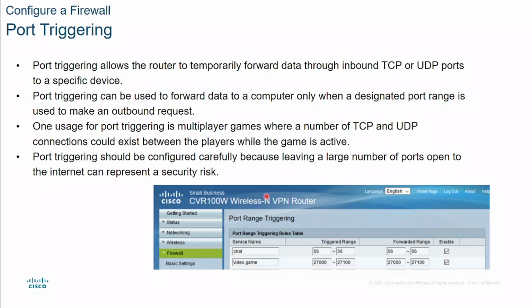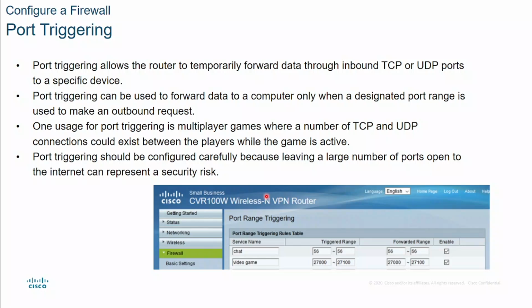There's something called port triggering. Port triggering allows the router to temporarily forward data through inbound TCP or UDP ports to a specific device. Port triggering can be used to forward data to a computer only when a designated port range is used to make an outbound request.